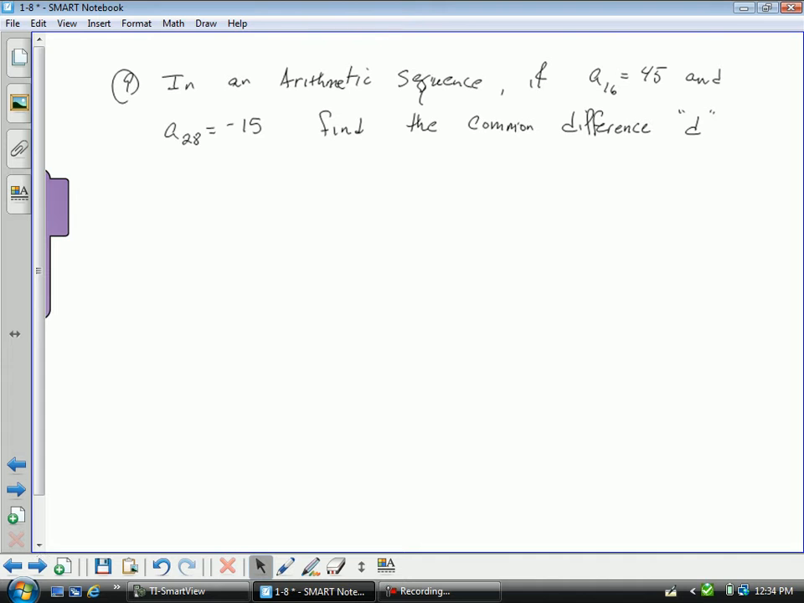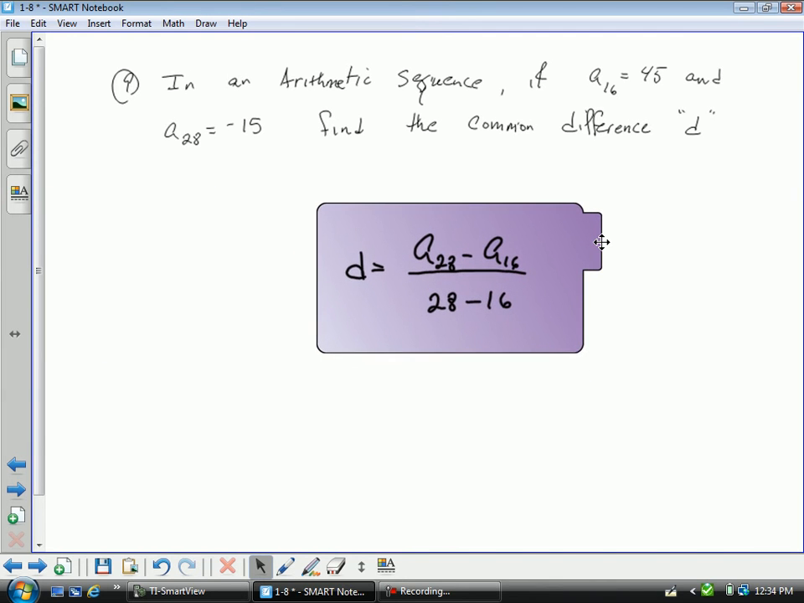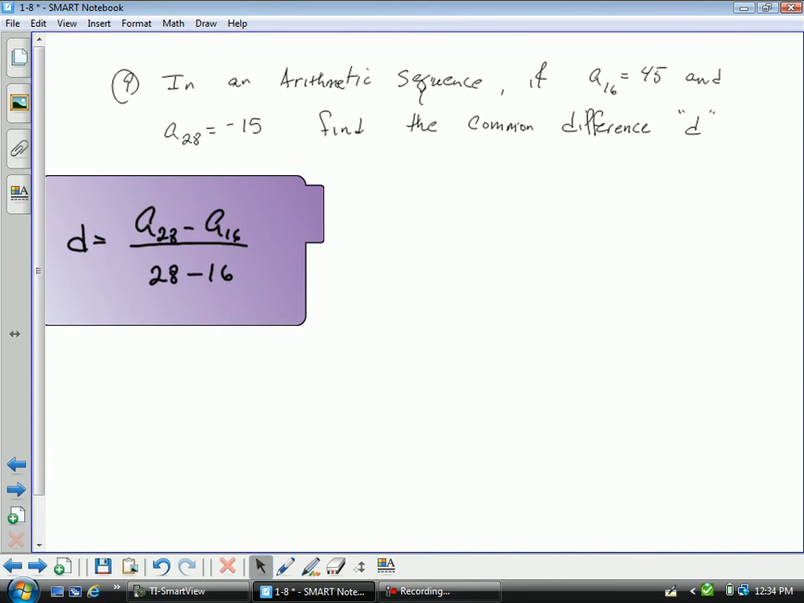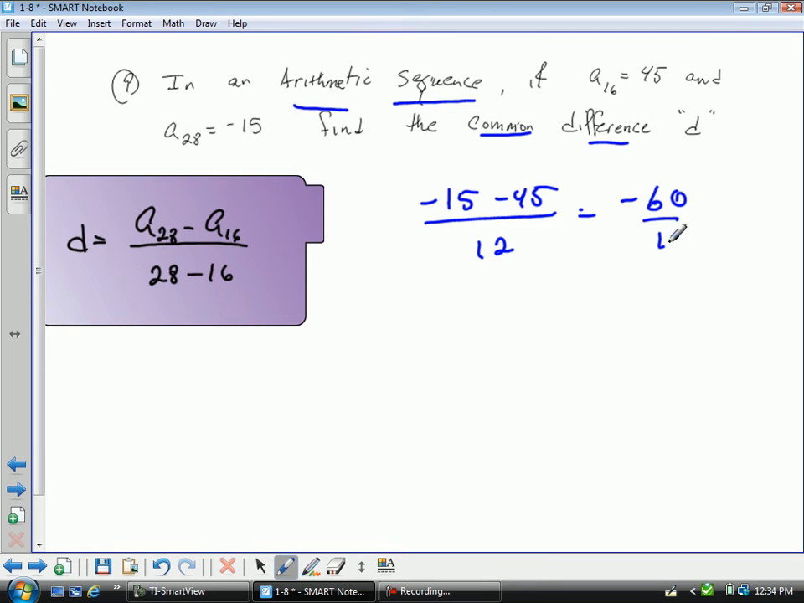Next question. We had to find the common difference. If you have an arithmetic sequence and you're given two terms not next to each other, it's a little more challenging to determine what the common difference is. So here's a generic formula that works for this particular problem, and it works for any problem that they give you any particular terms. So what I need to do is plug it in. My 28th term is negative 15. My 16th term is 45. By the way, it said it's an arithmetic sequence, and also looking for common difference. That's why we're doing this. So the common difference is equal to negative 5.